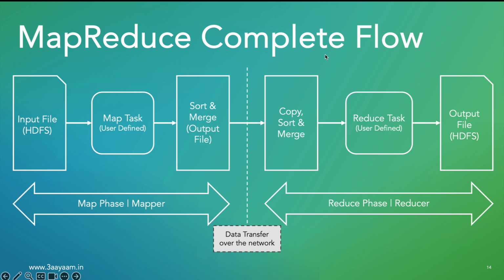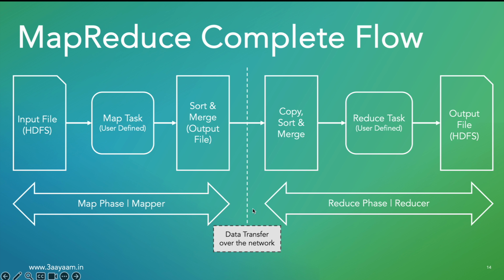Okay, now let's try to visualize the entire MapReduce flow. We have this input file which is on HDFS, and on this input file the map task is run, and the map task is user defined. We write the transformation logic using the map task, and the framework does sorting, merging and partitioning, and writes multiple output files. Then the framework copies the output files to multiple reduce nodes depending on the key ranges or key partitions. And up to this dotted line is the map phase, or the mapper or map partitions.